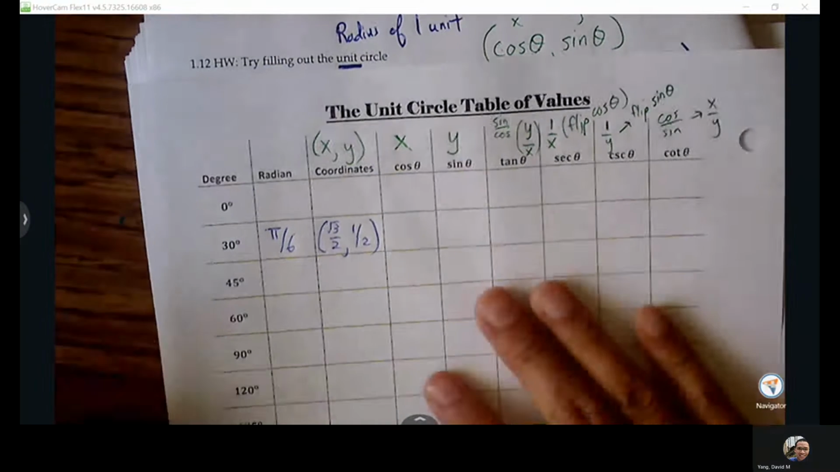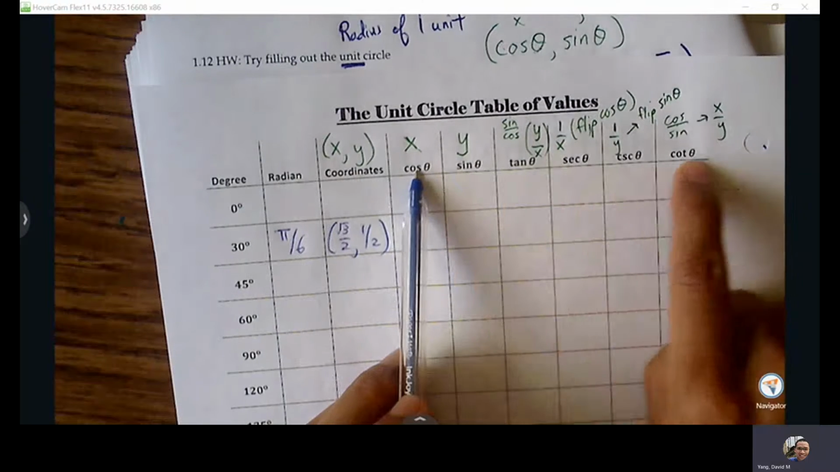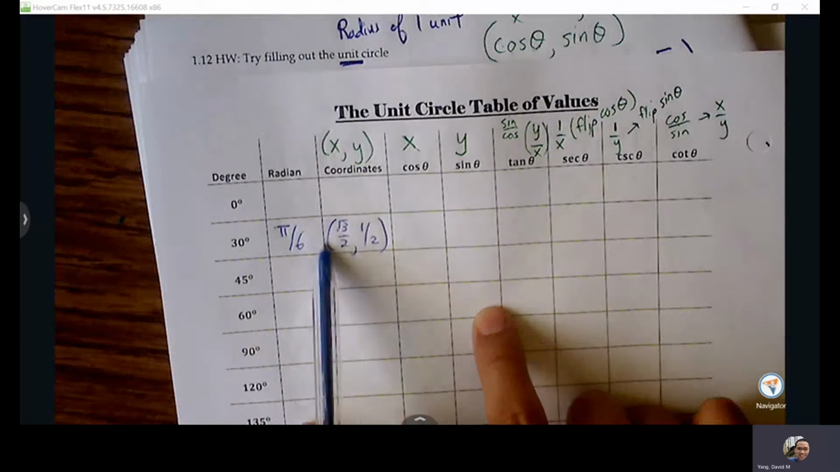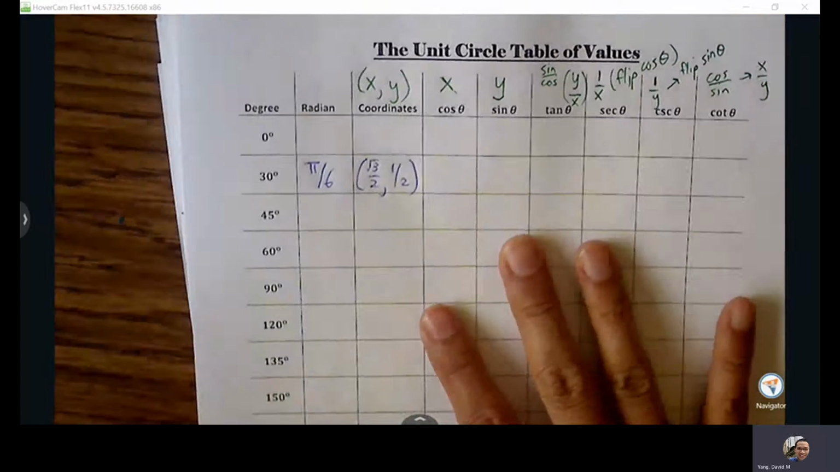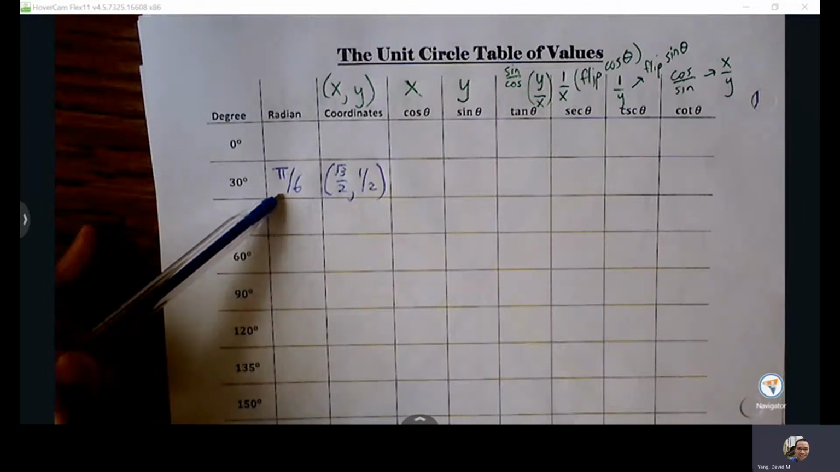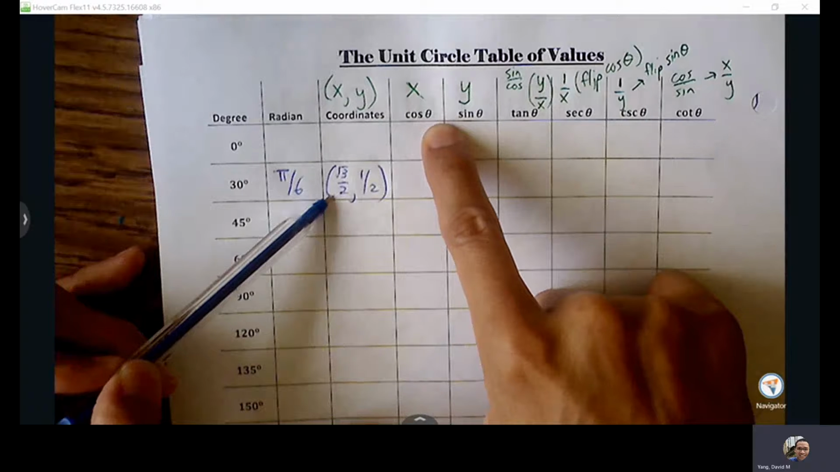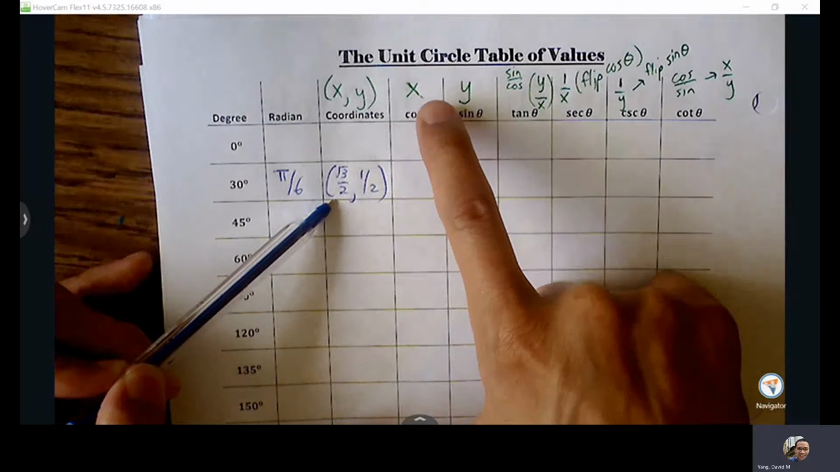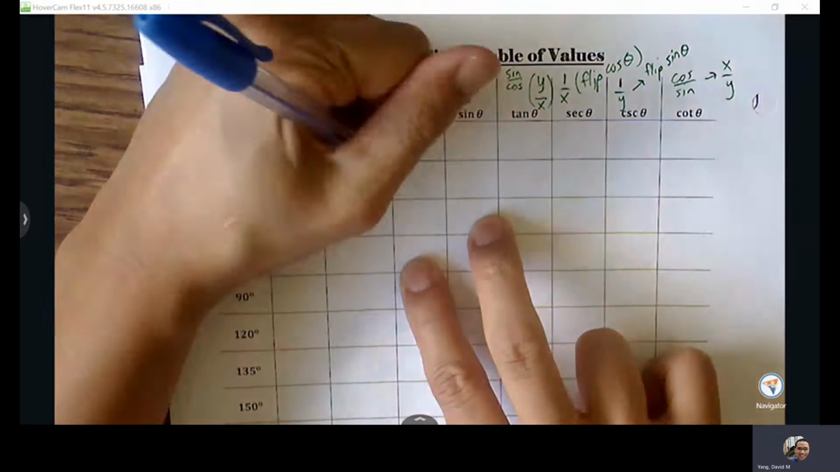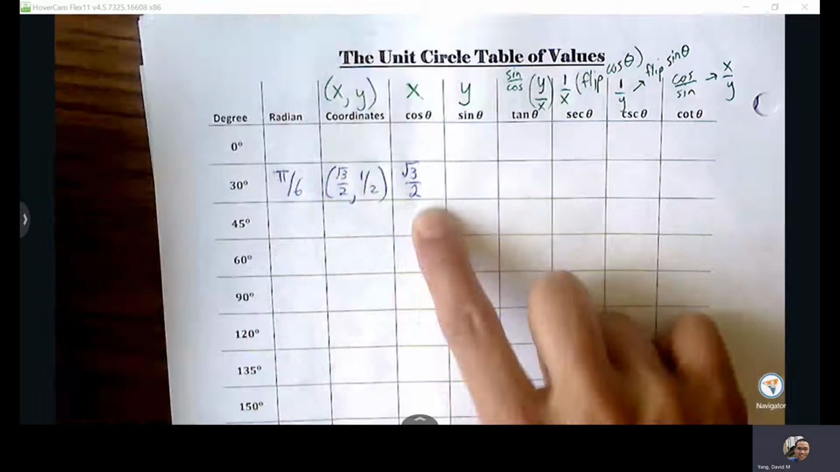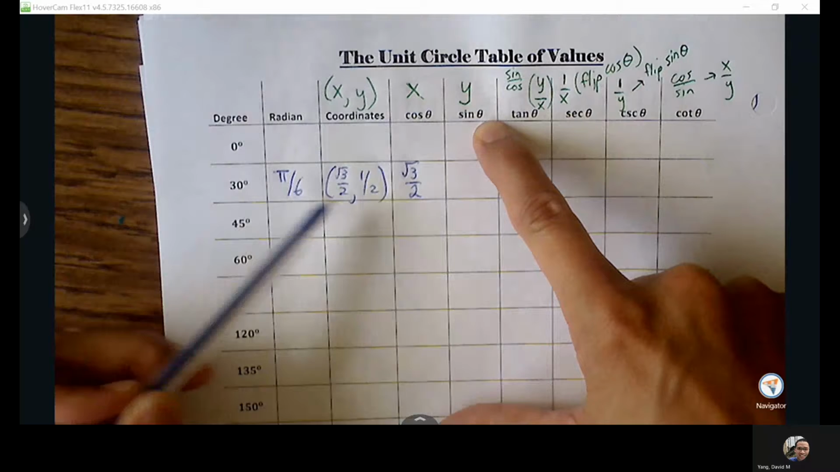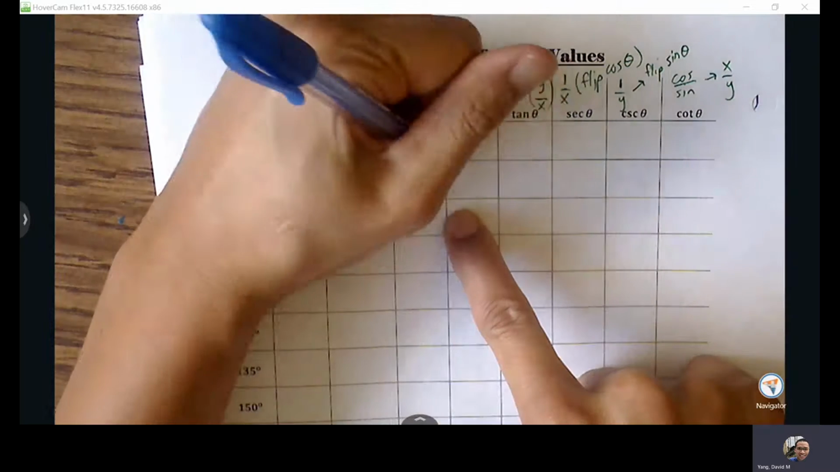Okay, so everything involving pi over 6 or 30 degrees will rely just on these ordered pairs. Let me go through this one by one. Cosine of pi over 6, I could build a triangle and do all that, but I already have everything found from my unit circle. So cosine of pi over 6 is just going to be root 3 over 2. Sine of pi over 6 is going to be the y value, so it's just going to be 1/2.